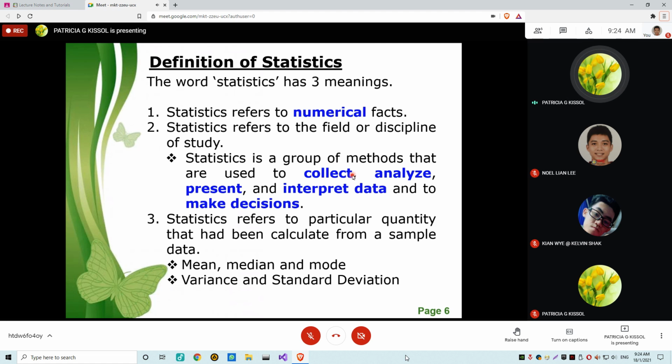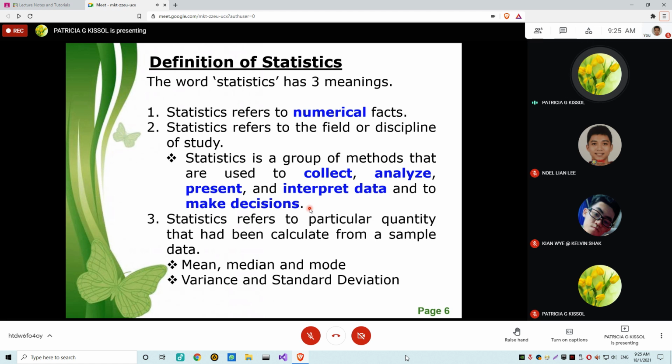we have to collect the data, analyze it, then we present the data graphically, and from there you should be able to interpret the data either from the graph or from the data that you have analyzed, and from there to help make decisions. So that is why statistics are used in almost every area in the industry.